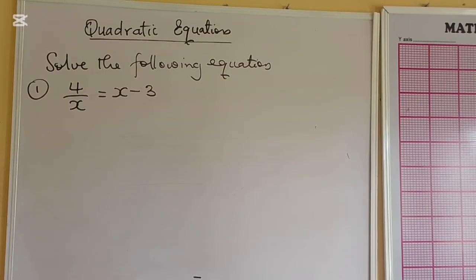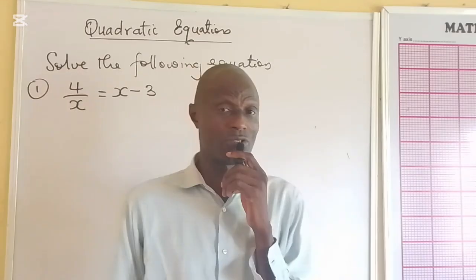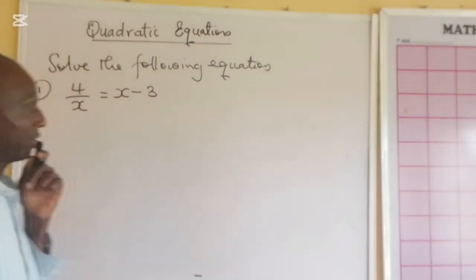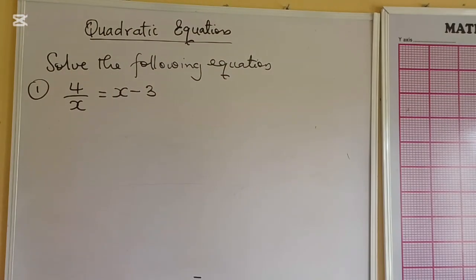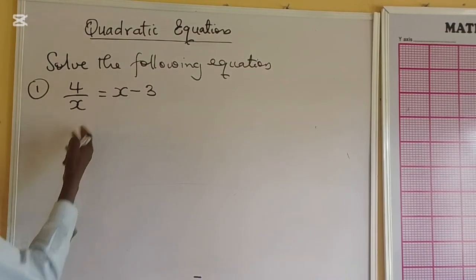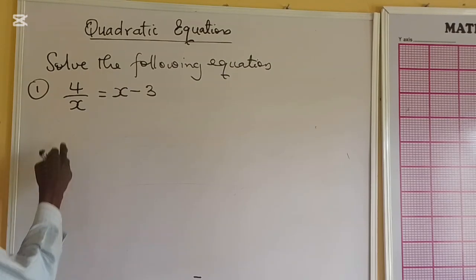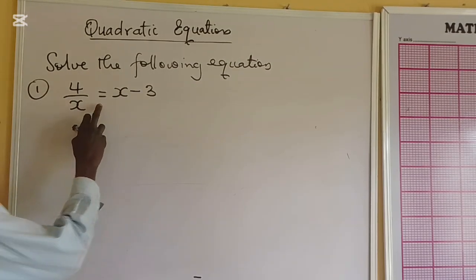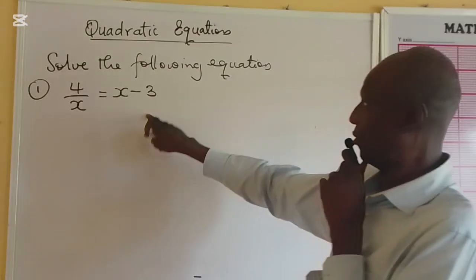The formula on the board is the quadratic equation. A quadratic equation is an equation that is equal to 0: ax raised to the power 2 plus bx plus c is equal to 0. Now, we are asked to solve this equation: 4 over x is equal to x minus 3.